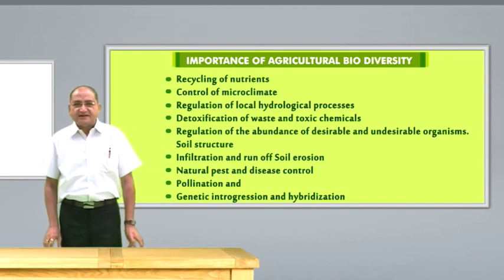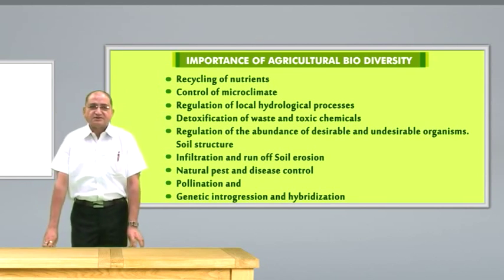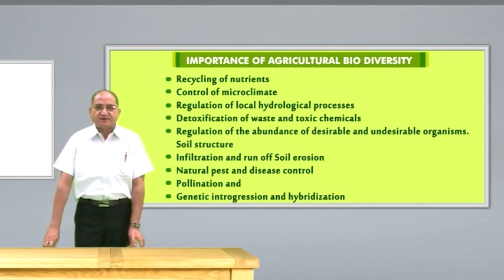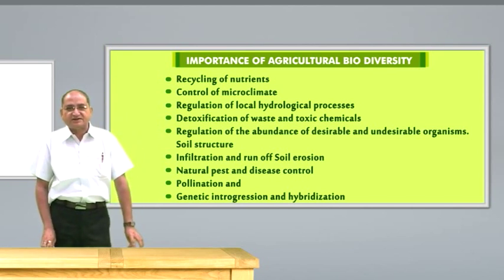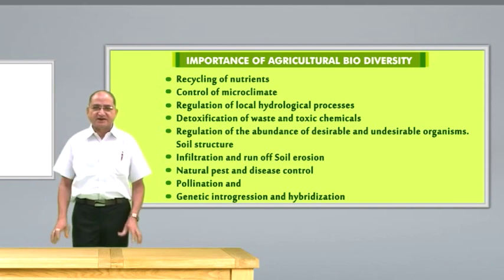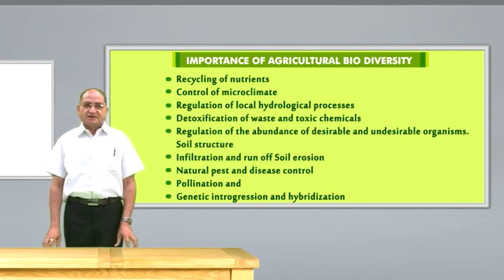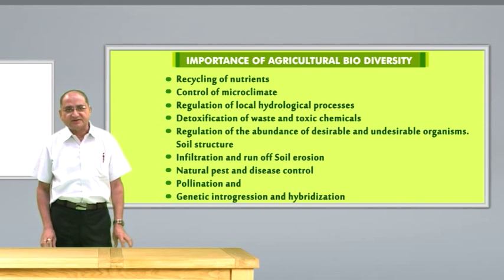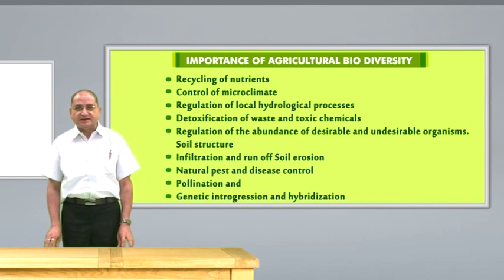The importance of agricultural biodiversity takes into account, first, recycling of nutrients, control of microclimate, regulation of local hydrological processes, detoxification of waste and toxic chemicals, regulation of the abundance of desirable and undesirable organisms, soil structure, infiltration and runoff, soil erosion, natural pest and disease control, pollution, and genetic introgression and hybridization.